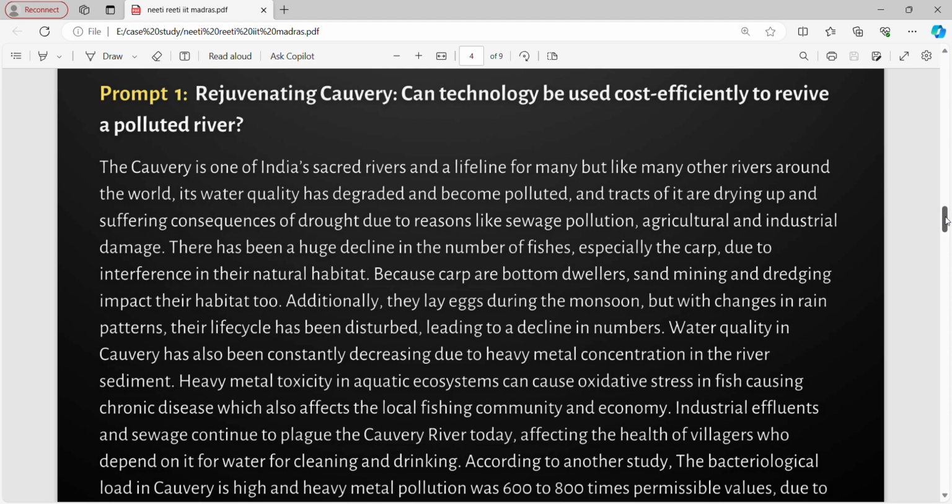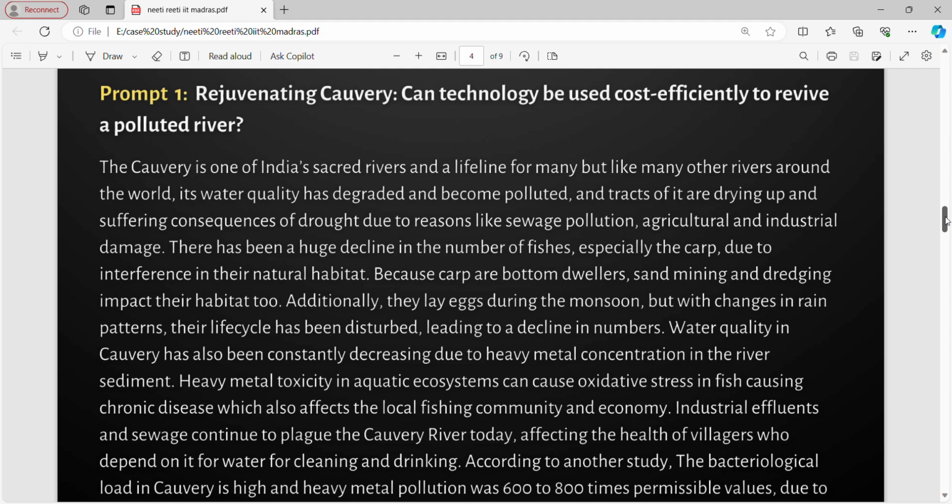There has been a huge decline in the number of fishes, especially the carp, due to interference in their natural habitat. Because carp are bottom dwellers, sand mining and dredging impact their habitat too. Additionally, they lay eggs during the monsoon, but with changes in rain patterns, their life cycle has been disturbed, leading to a decline in numbers.